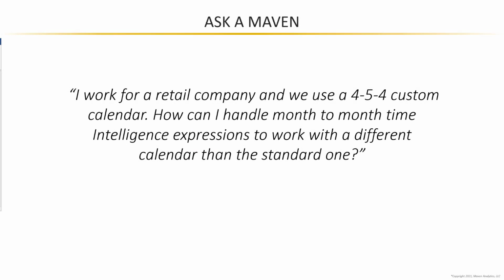This week, our question comes from Sarah, and Sarah's running into an issue trying to use standard time intelligence functions with a custom calendar. She says, I work for a retail company and we use a 454 custom calendar. How can I handle month-to-month time intelligence expressions to work with a different calendar than the standard one?